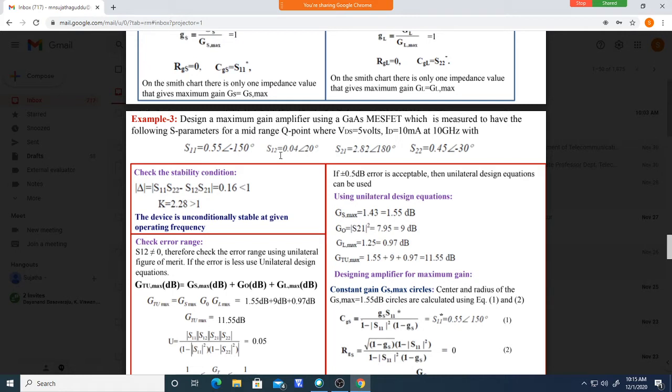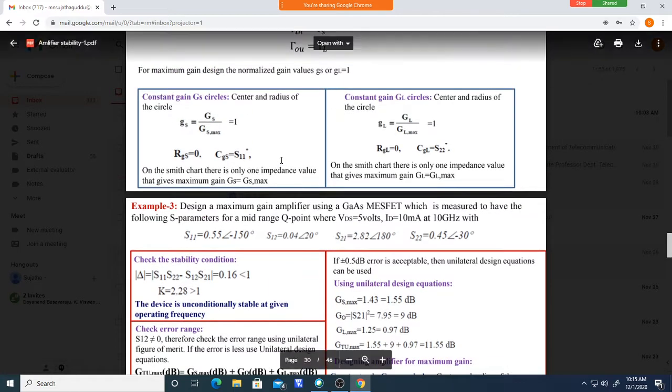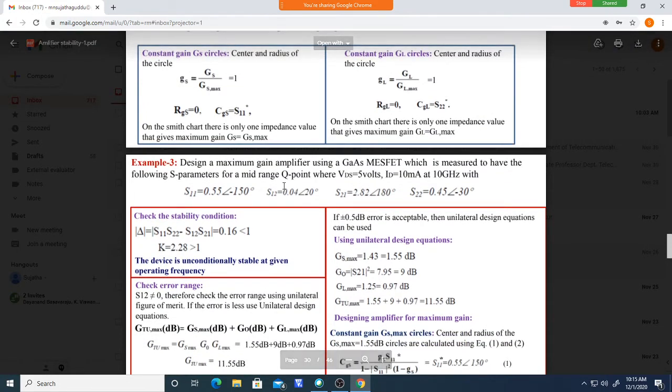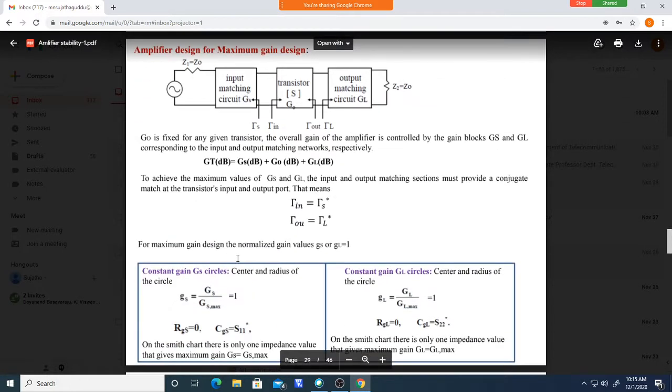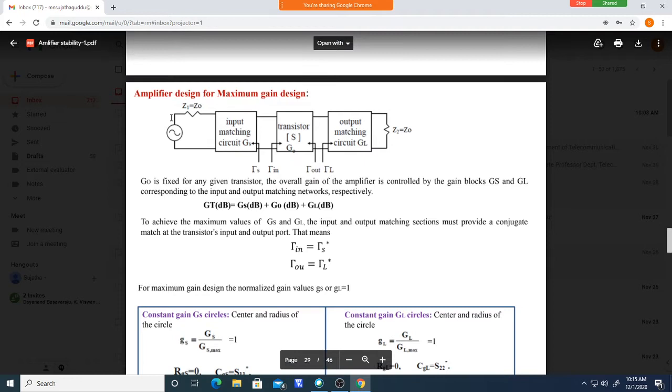Automatically, maximum gain means whatever is the maximum available from the transistor, to that value itself you have to design. That's the meaning here. So what is the maximum gain available from the amplifier? That we have to calculate here. This one you have to see, amplifier design for maximum gain.